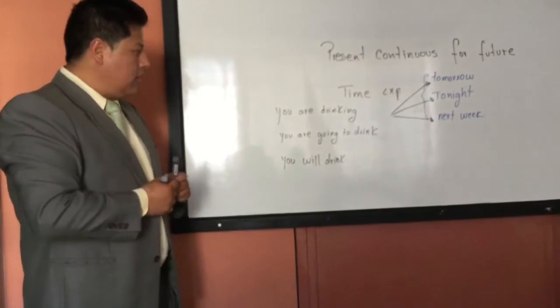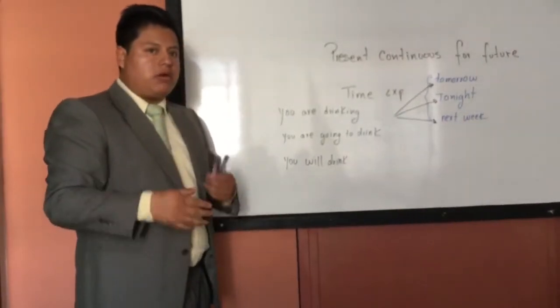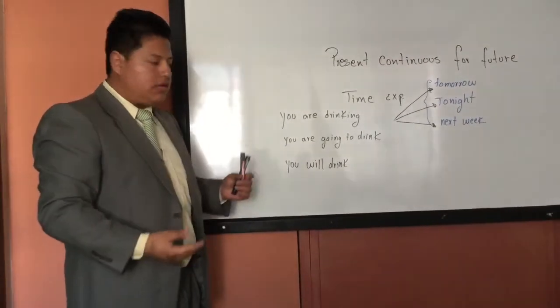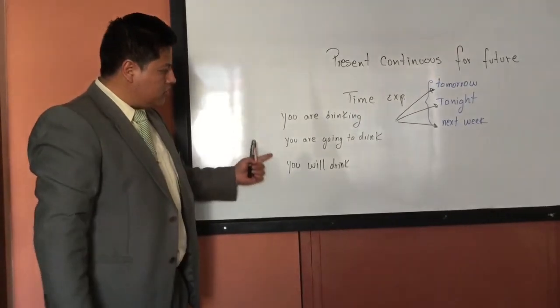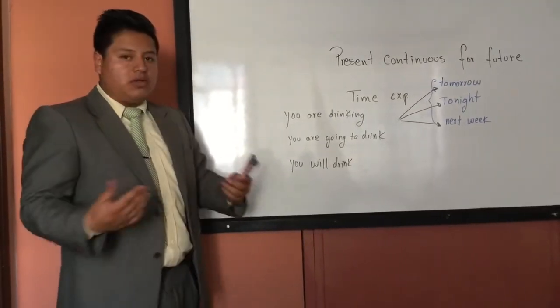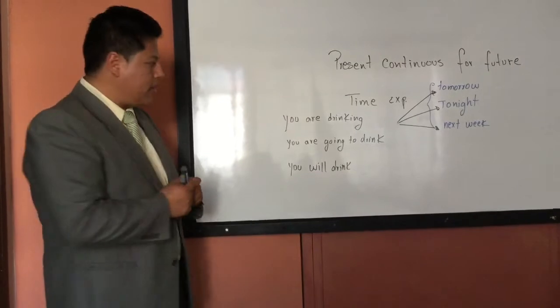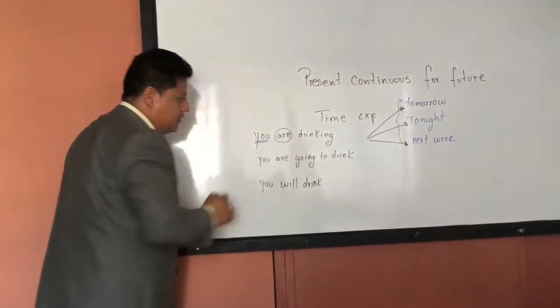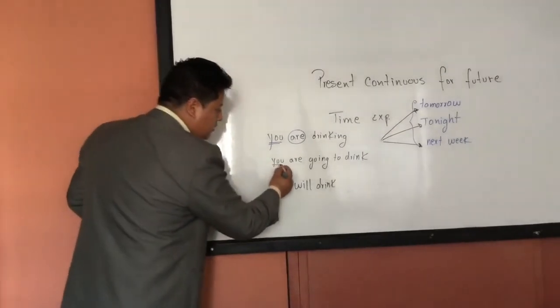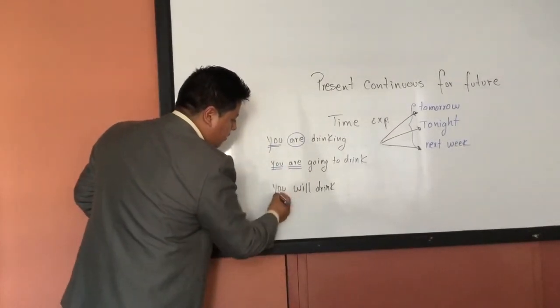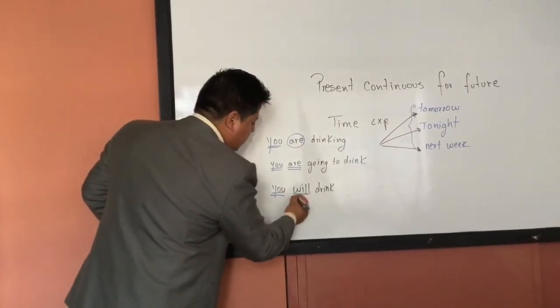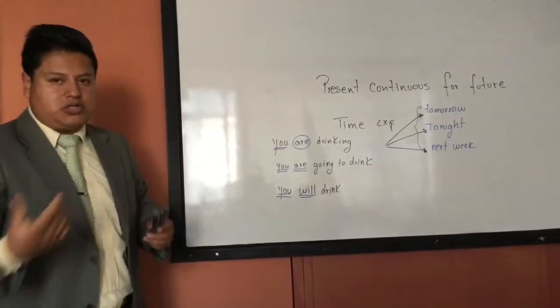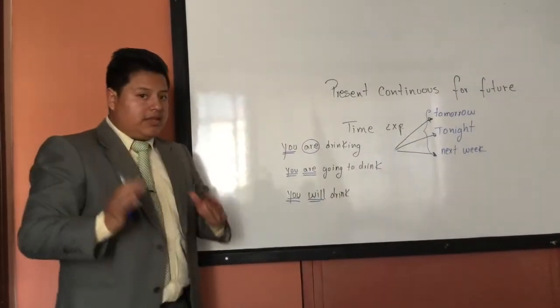Okay, here we have another personal pronoun, another example, but with the same structures: present continuous, future with be going to, and future with will. So please don't forget, if you are talking about you, you use are. In the three sentences, you put are. You, and here it's not necessary because this is the future. So let's check the examples.